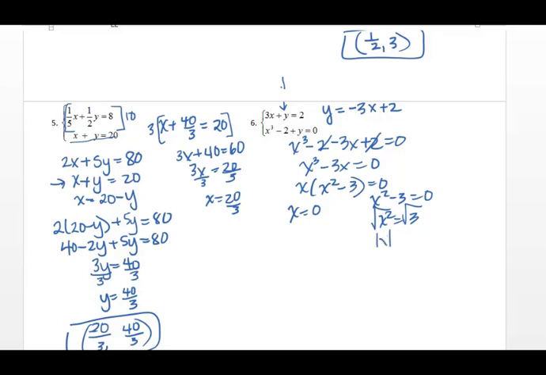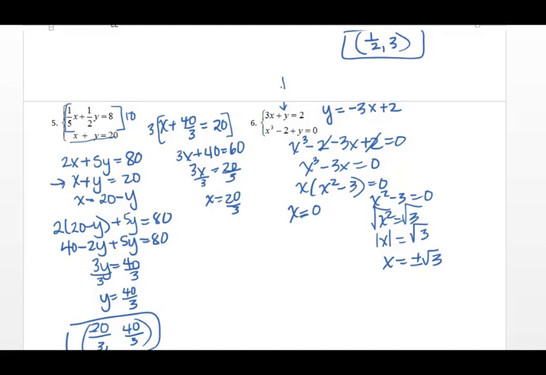Remember, we take the absolute value of x is going to be the square root of 3, which means that x can be plus or minus the square root of 3. So, a lot of solutions possible here. We have a solution where x is 0, we have a solution where x is positive square root of 3, and a solution where x is negative square root of 3.